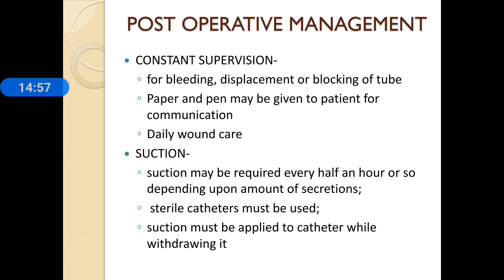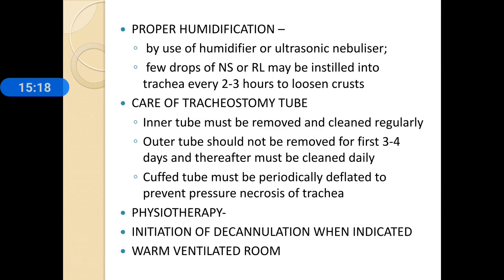Second is periodic suction. It's required every half an hour or so depending on the amount of secretions, and sterile catheters must be used for suction. And it's important that when you insert the catheter, it can be just placed simply. While you withdraw it, the suction must be applied. The third one is proper humidification. By use of a humidifier or ultrasonic nebulizer, a few drops of normal saline or Ringer lactate may be instilled in the trachea every 2 to 3 hours to loosen the crusts.